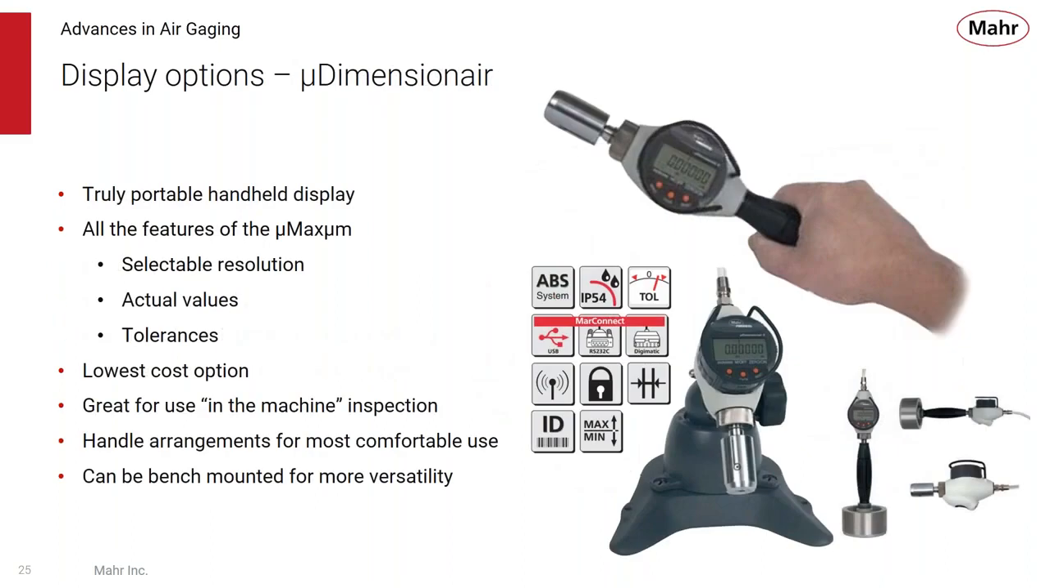We also have a very portable, low-cost product in our Micro Dimensionair. It's a truly portable handheld display, basically wrapped around our Micro Maxim digital indicator with selectable resolution, provides actual value and tolerances. It's really our lowest cost display option for air gauging. It's great for use in the machine inspection, and the handle arrangements can be done in a number of different configurations to offer the most comfortable and easy to use for the operator. And you can also bench mount it for a nice, low cost, portable bench mounted system.